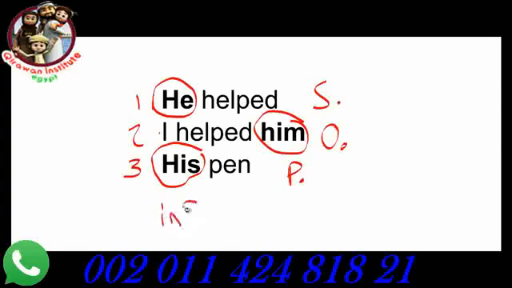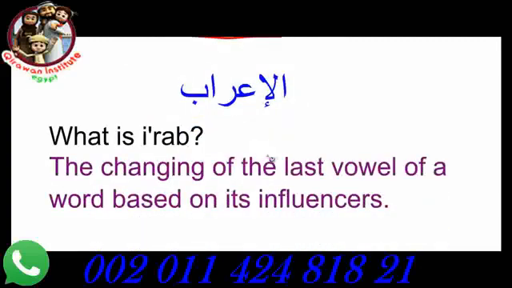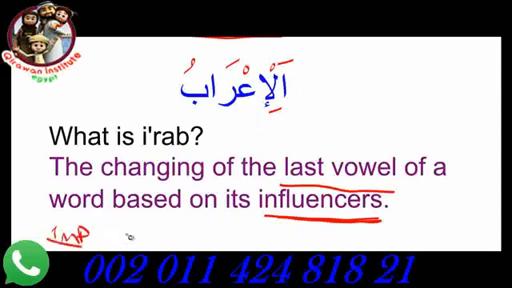And this in English is called inflection in grammar. In Arabic, it's called al-i'rab. And that is the subject for today's video. What is i'rab? It's the changing of the last vowel of a word based on its influencers. Okay? And i'rab is the most important thing. It's the most important thing in Nahu.